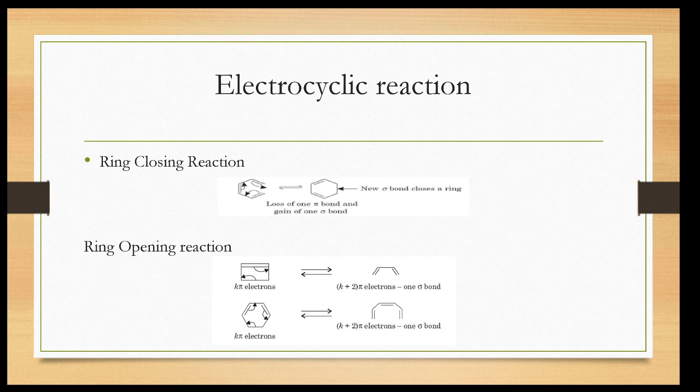The electrocyclic reaction is classified into two types. One is ring closing reaction and the second is ring opening reaction. In ring opening reaction, the sigma bond is breaking, converted into one new pi bond. Means ring opening will take place. This electrocyclic reaction proceeds in a reversible manner. There are two modes of induction. One is the thermal induction and the second is the photochemical induction.